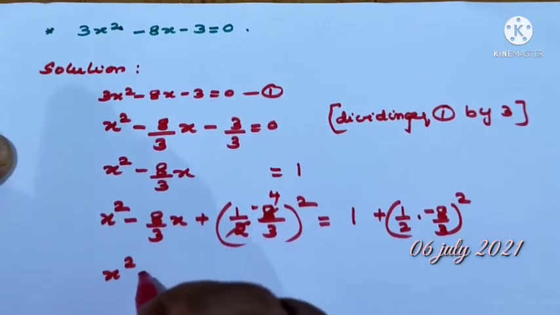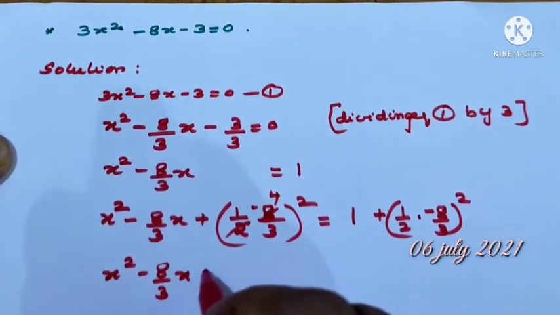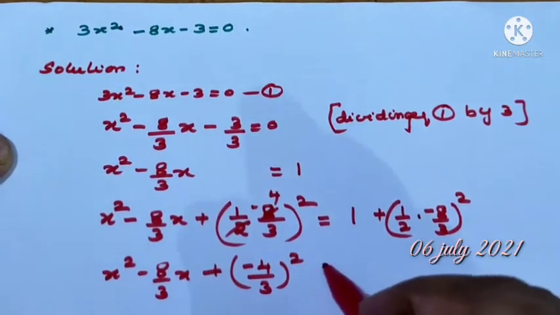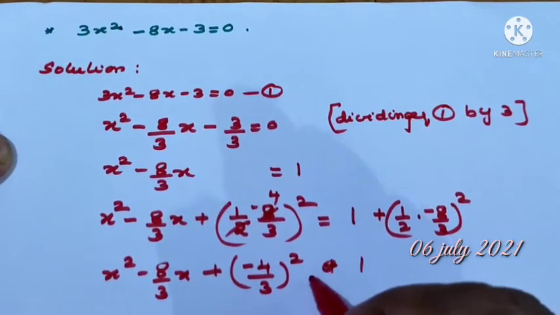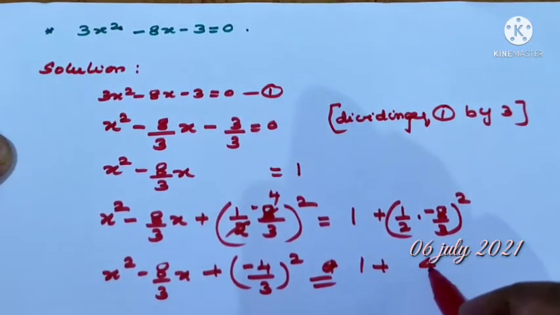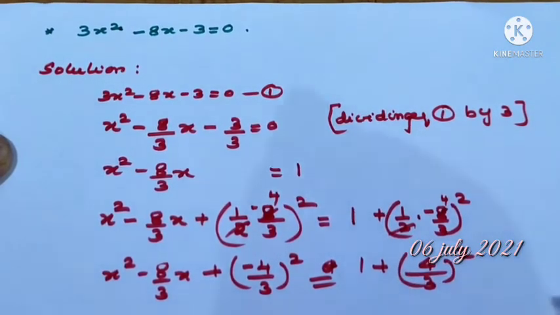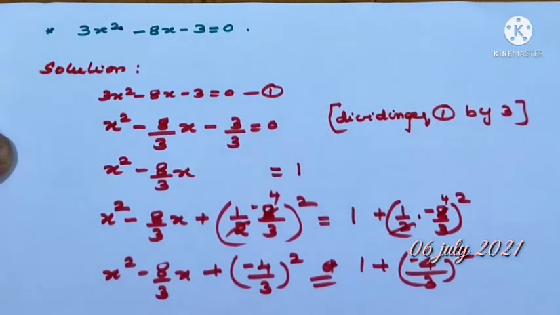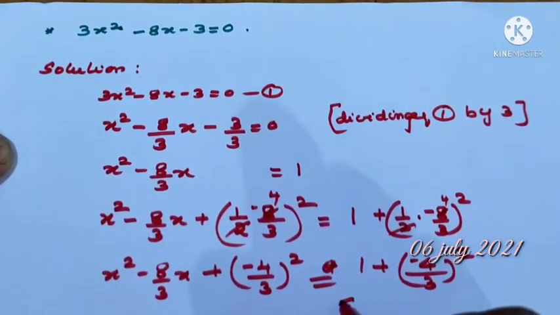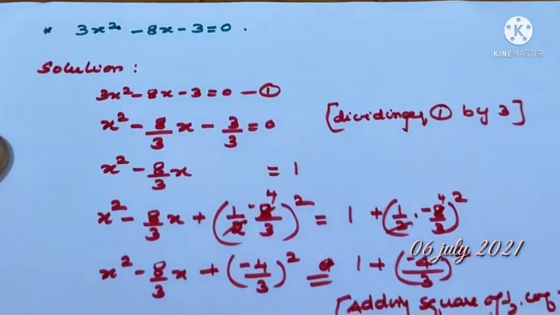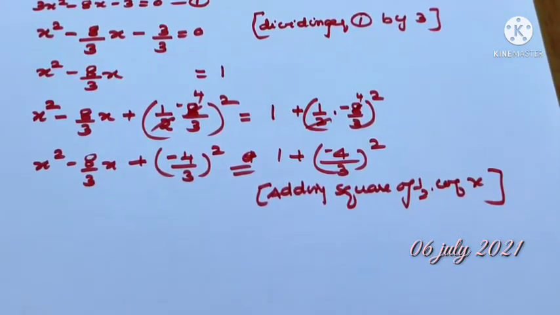So x square minus 8 by 3x plus 4 by 3 whole square, equal to 1 plus 4 by 3 whole square. The step is what? Adding the square of half into the coefficient of x on both the sides. Otherwise we cannot do because it's an equation only.